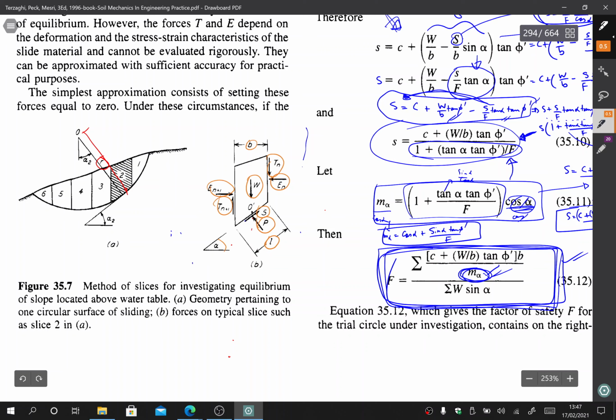The good thing about the ordinary method of slices and Bishop method of slices is that in both methods we are ignoring these forces. In real life, actually, these forces exist, because whenever we are dividing our components into slices, then definitely there will be frictional forces or resistance forces from the sides. But in the ordinary method of slices and Bishop's method, we are ignoring these forces. So we are only considering the weight vector, the shear strength, and the P vector that is acting at the bottom.